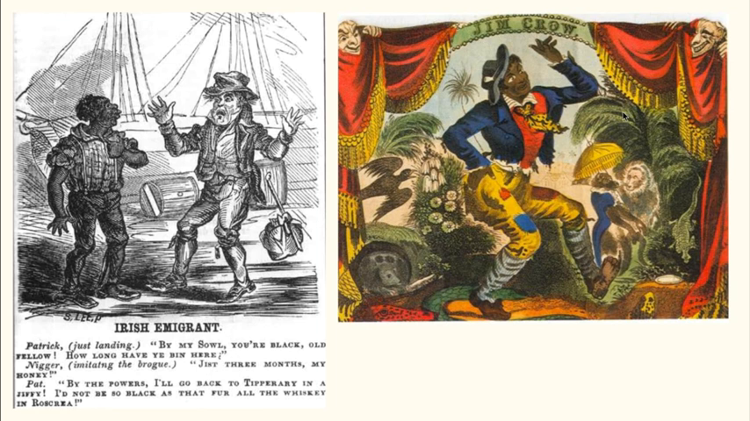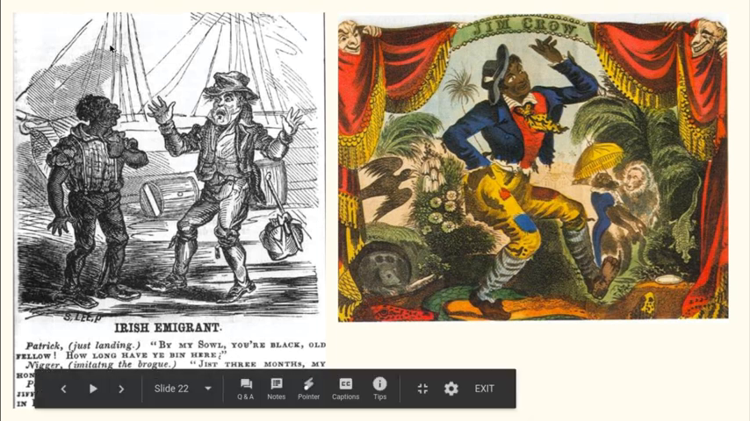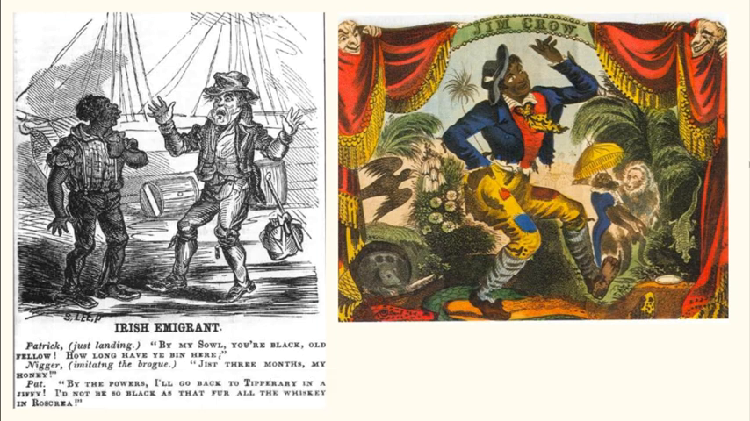But as you can see here, they were depicted in many ways as being very similar to what we have over here in the Jim Crow, which is essentially somebody who was lesser than our white Anglo-Saxon overlords, as they would say.